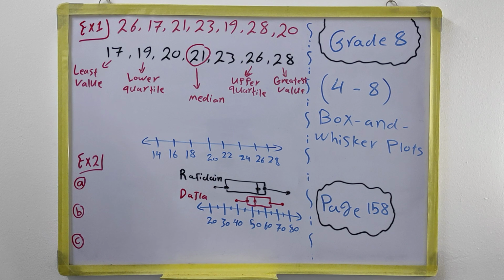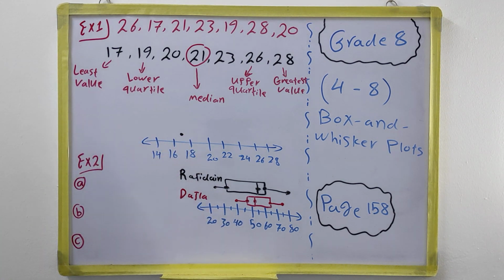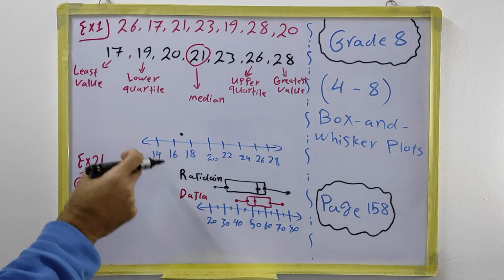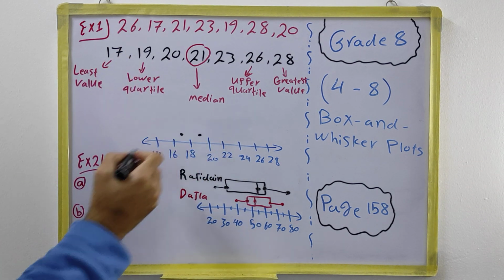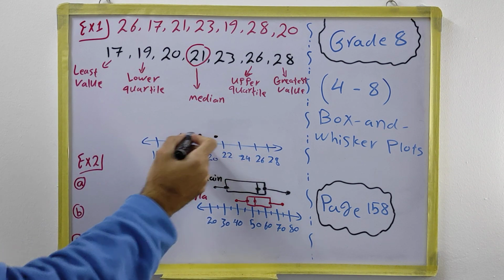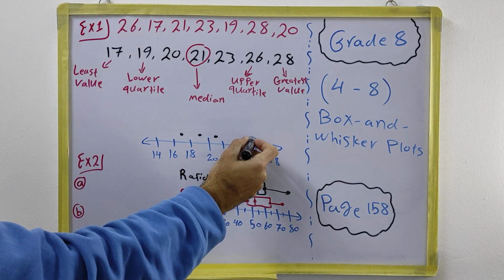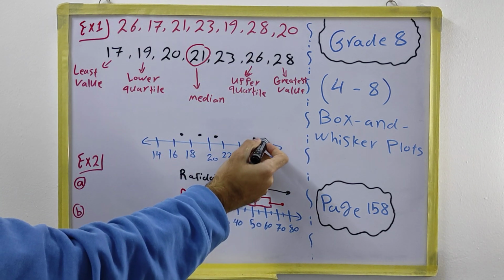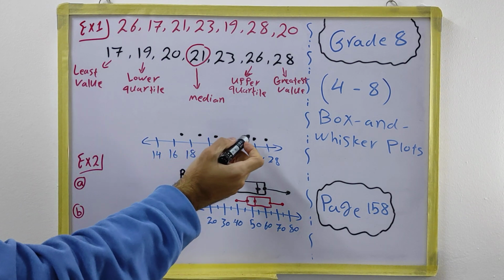17, which is the least value, is between 16 and 18. Then we have 19, which can be here, then 21, 26 and 28. We can make the box and whisker plot by 5 points.